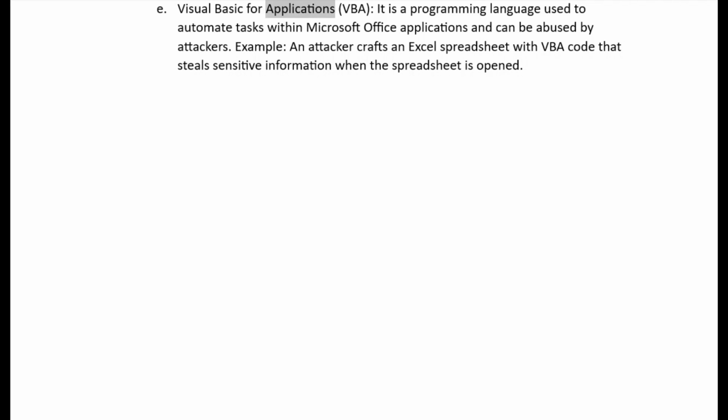Visual Basic for Applications (VBA). It is a programming language used to automate tasks within Microsoft Office applications and can be abused by attackers. Example: an attacker crafts an Excel spreadsheet with VBA code that steals sensitive information when the spreadsheet is opened.